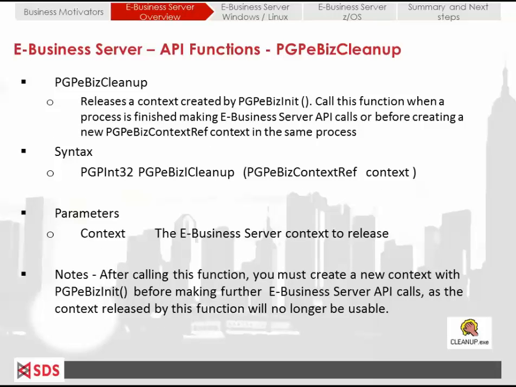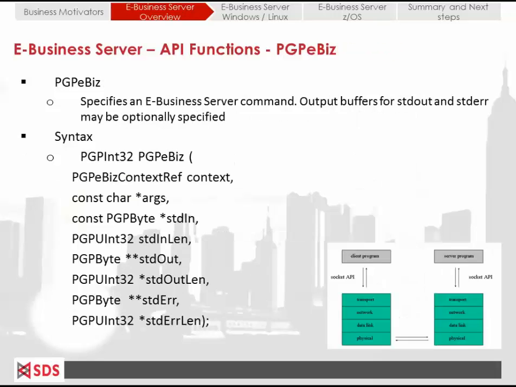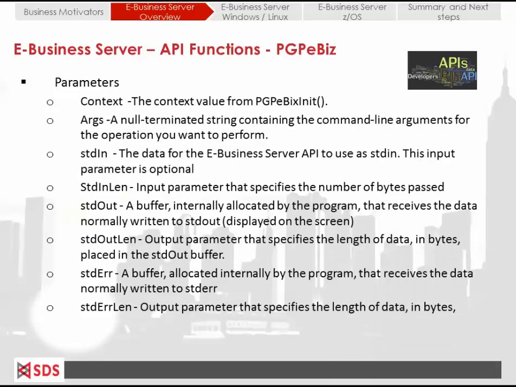Here's the PGP eBusiness Cleanup. So this releases a context created by the PGP init or PGP biz init. Call this function when a process is finished making the eBusiness Server API calls or before creating a new PGP eBiz context ref. This is the PGP eBiz. This specifies an eBusiness Server command. So this is where you specify whether it's an encryption or decryption process. And there you can see some of the syntax of the command, and also some of the parameters with regard to using the PGP eBiz.